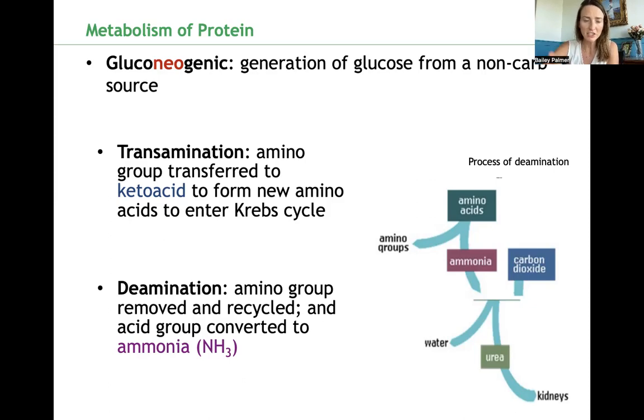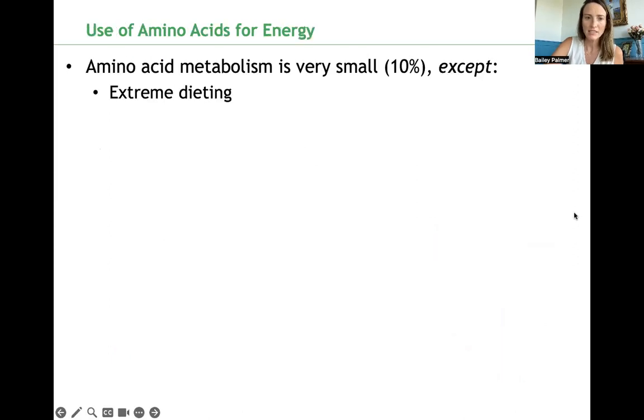And so the transamination, deamination process, they occur within the liver, and then the deamination occurs also in the kidney mitochondria. But this is rare, I'll say, and it only occurs in a few instances like these right here. So we know amino acid metabolism is very small, 10% or less, except when we are extreme dieting.